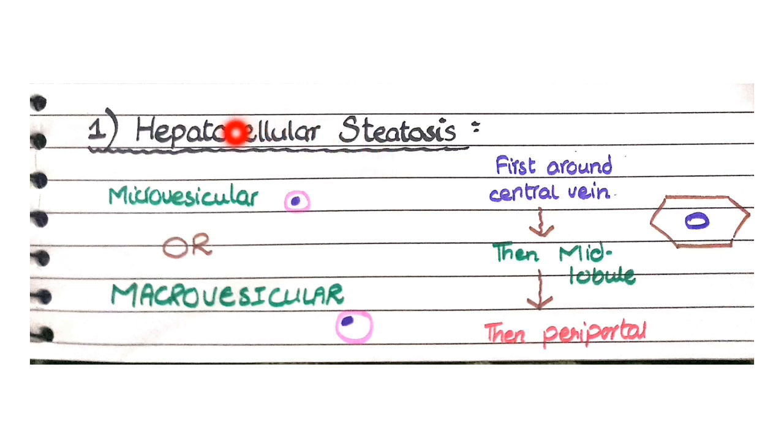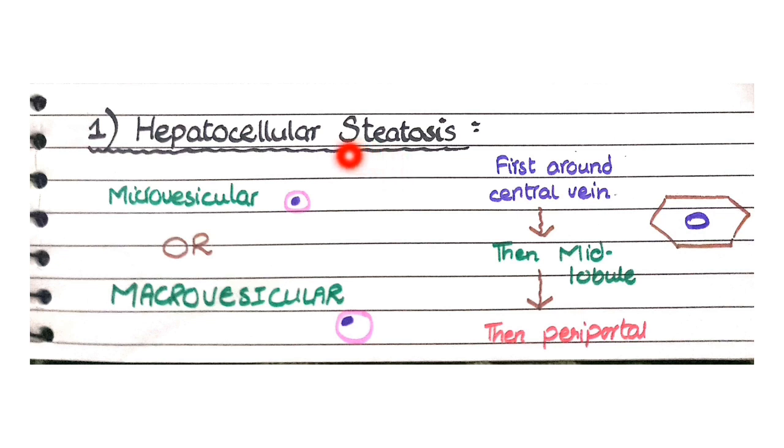Now the pattern of hepatocellular steatosis is such that it first occurs around the central vein. For example, this is the central vein. So firstly, this change will be present around the central vein. Then as the condition progresses, this change of hepatocellular steatosis is apparent even in the mid-lobule. So here, the hepatocellular steatosis will appear.